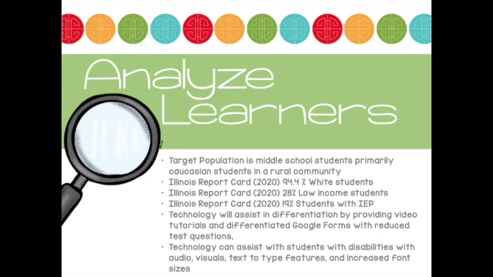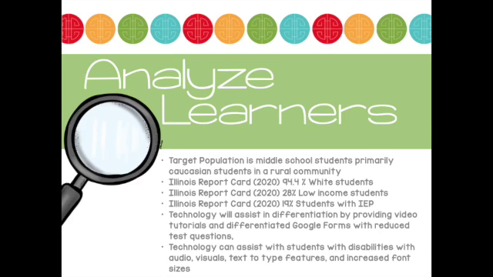I had to look up some information on Illinois' report card to figure out some key characteristics of my audience or my learners. My target population for this lesson will be middle school students. They're primarily Caucasian students in my rural community. 94.4% of students were white. 28% of them are considered low-income students, and 19% of those students have an individualized education plan or require some special services and accommodations to help them be as successful as they possibly can within the learning environment.